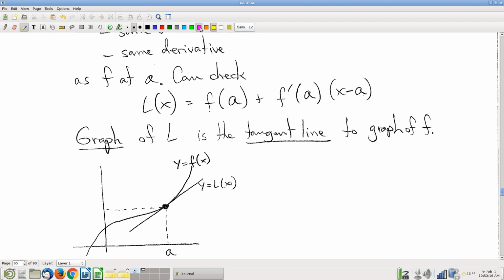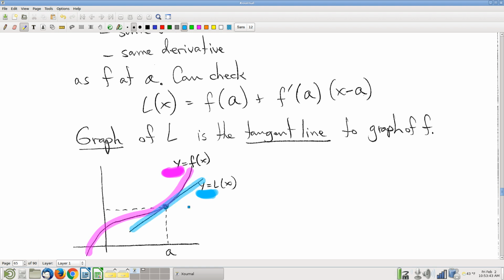This function f, its graph, setting a new variable y equal to the value of that function f. Its graph is some curve. Our function L, its graph, again, because I'm setting the values of L equal to that new variable. Its graph is a line.